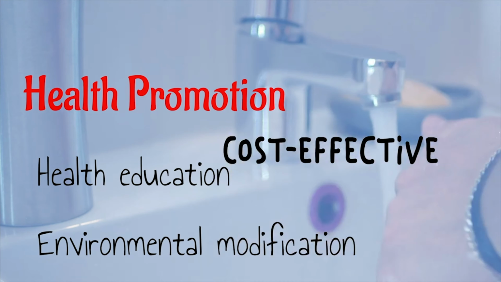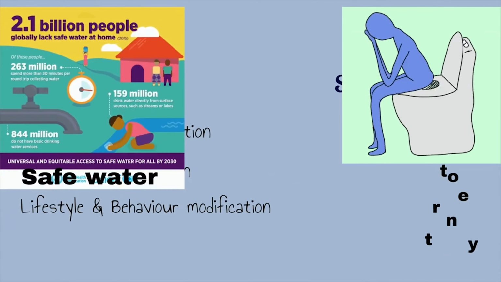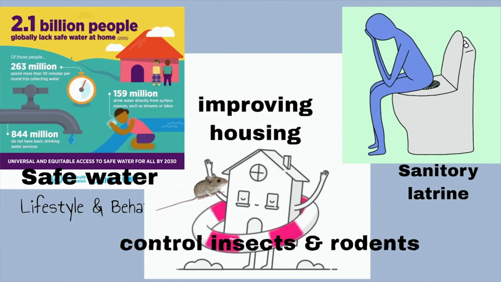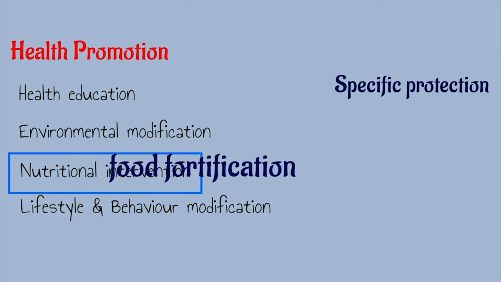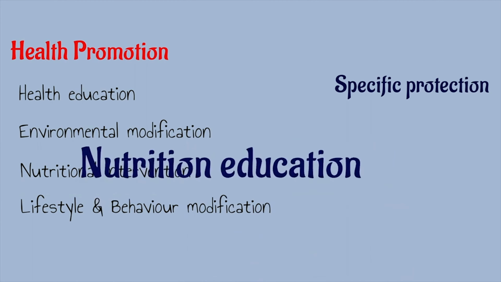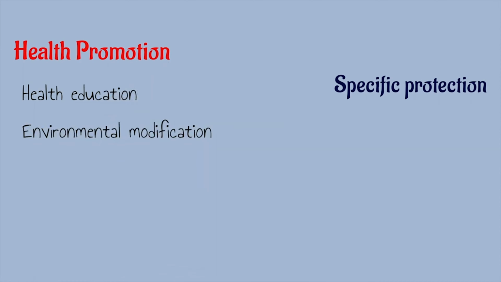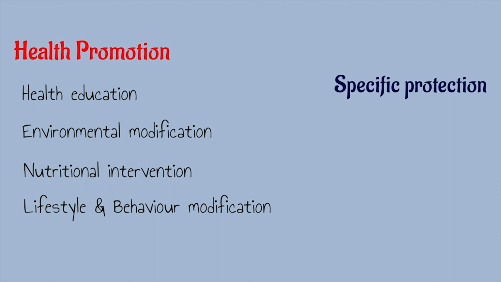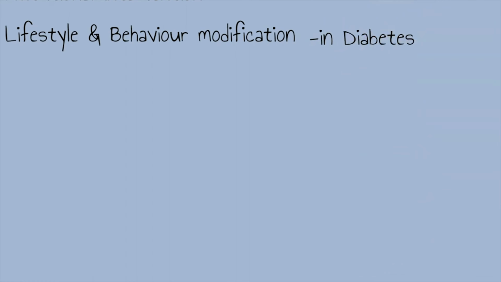Environmental modification. Provision of safe water, installation of sanitary latrines, control of insects and rodents, improvement of housing, etc. Nutritional intervention. Examples of nutritional interventions are food fortification, nutrition education, midday meal scheme, etc. Lifestyle and behavior modification. Let us take the example of diabetes and discuss what lifestyle and behavior modification is as a primary prevention.